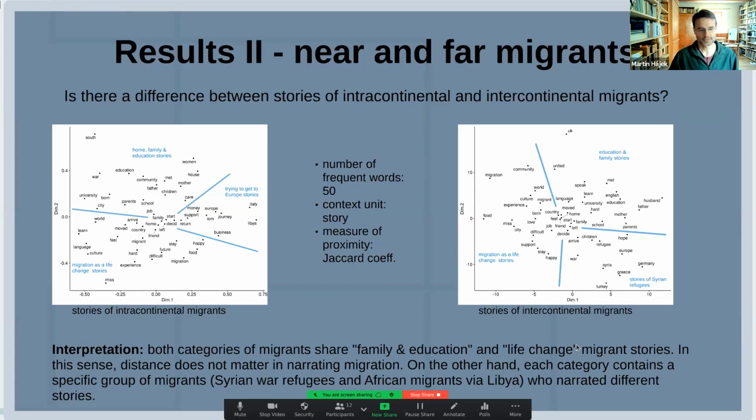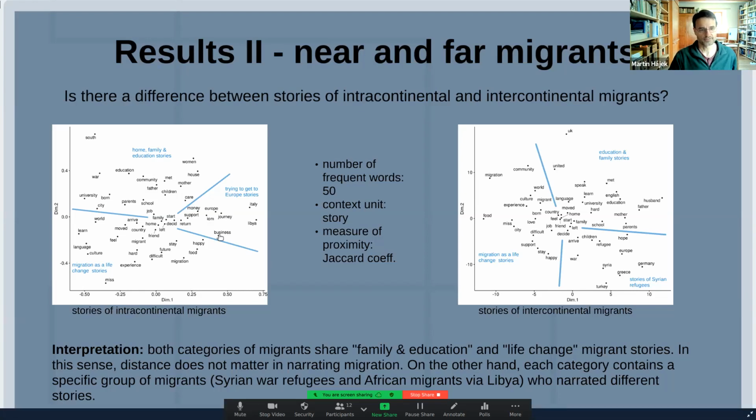On the other hand, for every group there is a specific segment of stories. For intracontinental, there are these trying to get to Europe stories, and mostly in this group, unsuccessful stories of arriving in Europe, or arriving in Europe but being repatriated back to the home country or to another country. This is a particular experience which we can explore more if we are interested in the stories of these people.